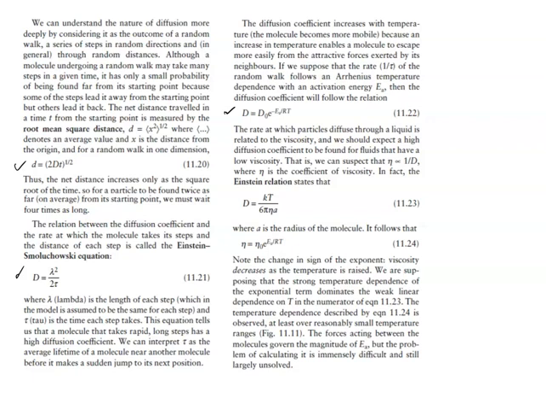The rate at which particles diffuse through a liquid is related to viscosity, and we should expect a high diffusion coefficient to be found for fluids that have a low viscosity. That is, we can expect that the viscosity eta is going to be inversely related to the diffusion coefficient, where eta is the coefficient of viscosity. In fact, Einstein's relation states that the diffusion coefficient equals kT over 6 pi eta a, where a is the radius of the molecule.